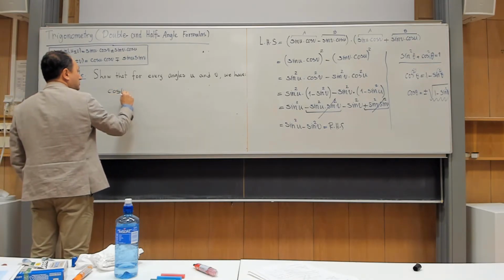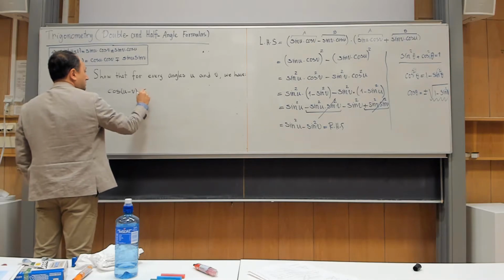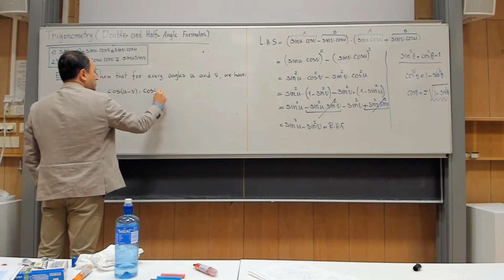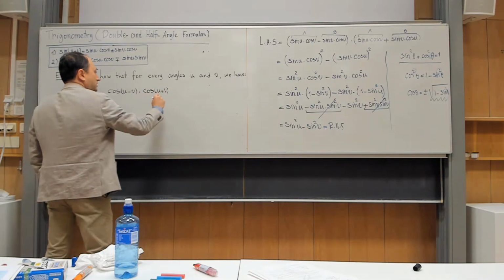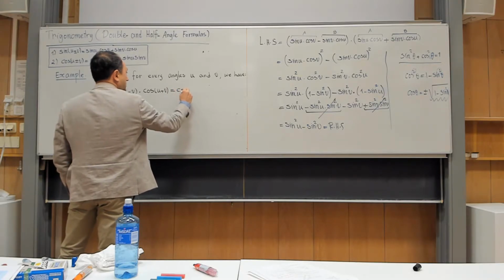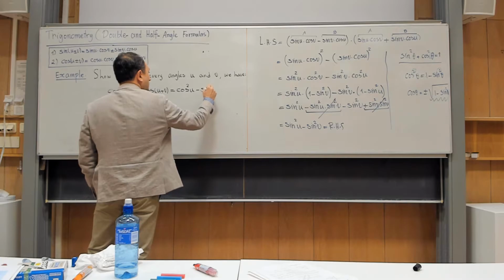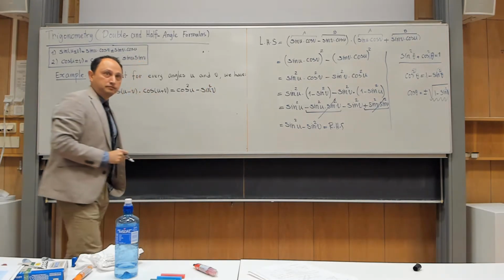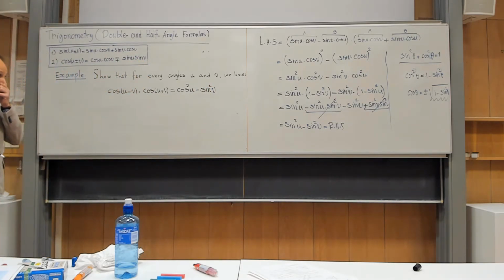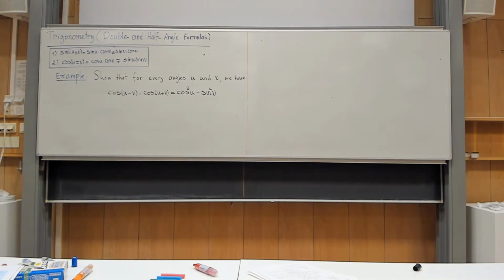Cosine of u minus v multiplied by cosine of u plus v. But something strange happens here. It becomes cosine squared of u, but minus sine squared of v. Yes? I will pause the video and wait for you for 5 minutes, and then we come back and solve it, and then start the new lesson today. So now we start, okay?